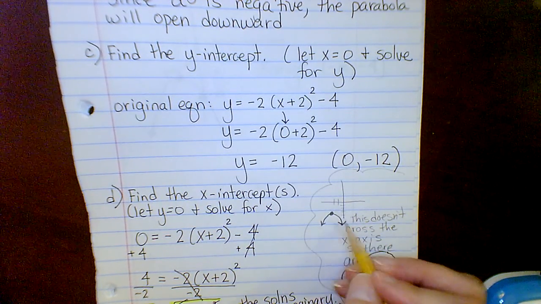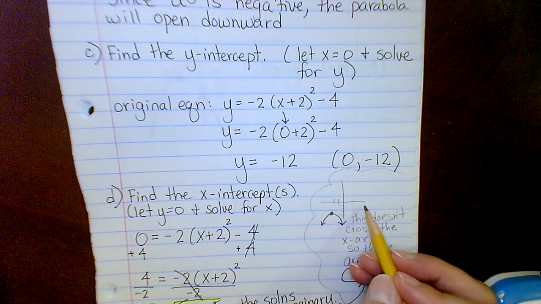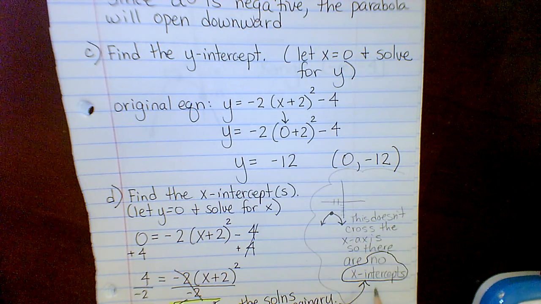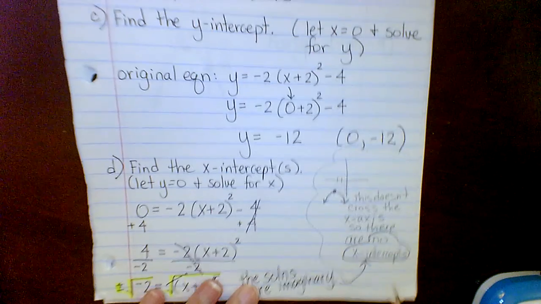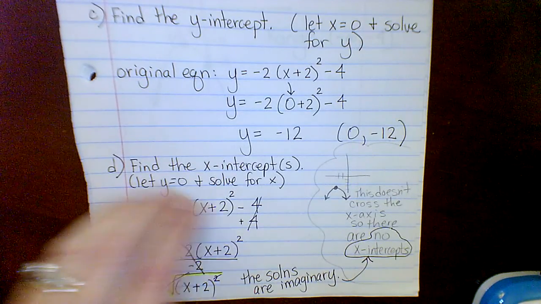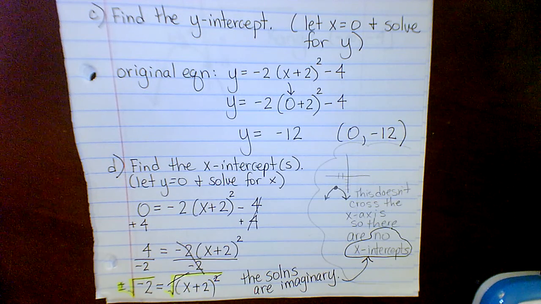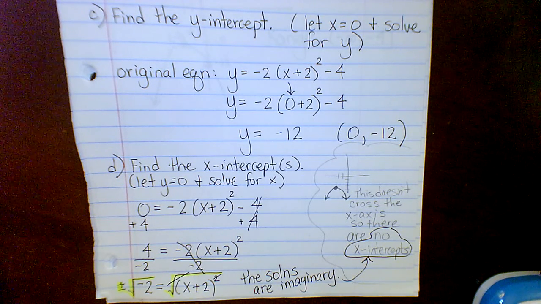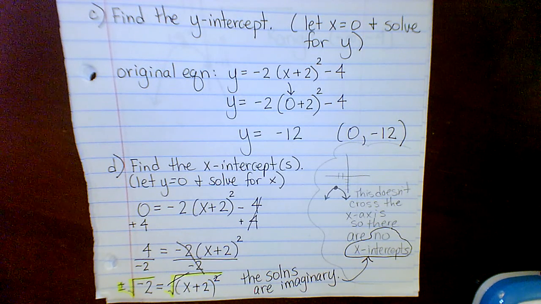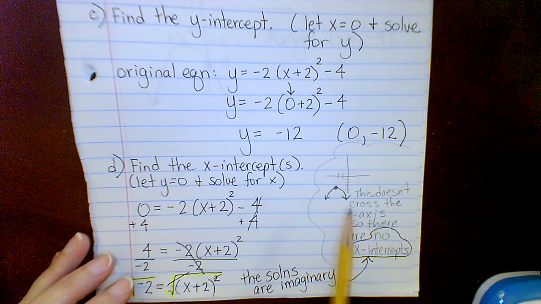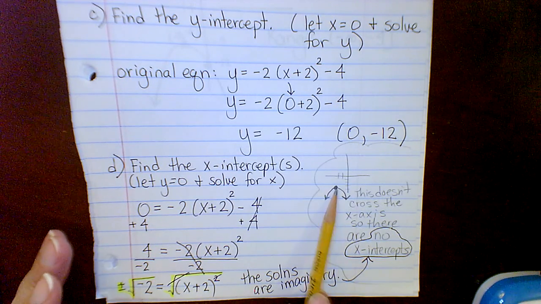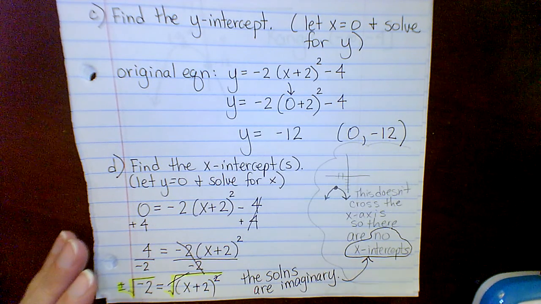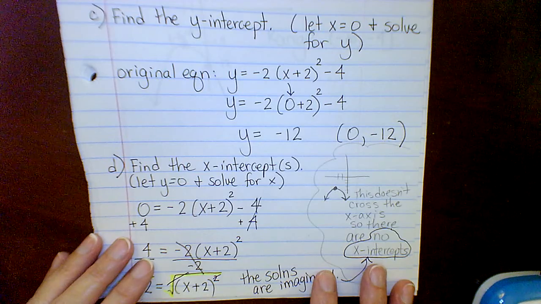It may be wider or skinnier, but in any case, it's never going to touch the x-axis, so it has no x-intercepts. So you can save yourself the trouble of going through all this and solving to get these imaginary answers only to be like, oh, no solution. So you can save yourself the brain damage there and just use the vertex and which way it opens to determine if there are any to begin with before you go trying to find them.